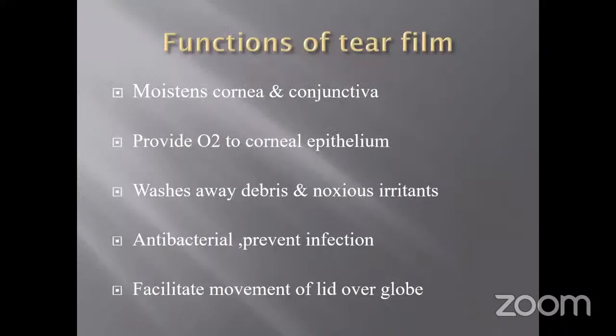So what are the functions of tear film? One is it moistens cornea and conjunctiva. Why is tear film important actually? This is very important because the most common problem that we encounter daily in OPD is a problem with the dry eyes. So it moistens cornea and conjunctiva.